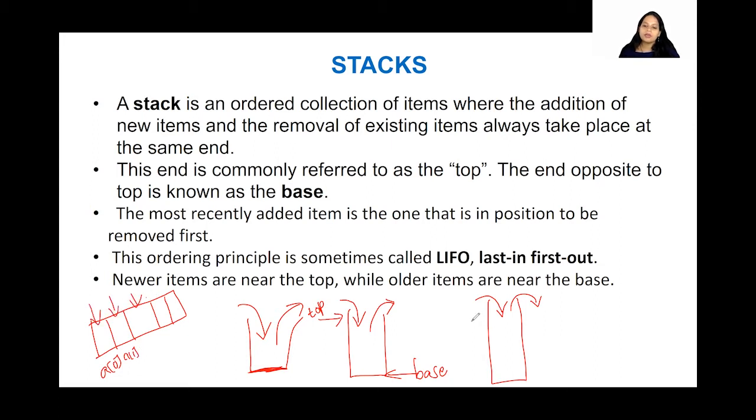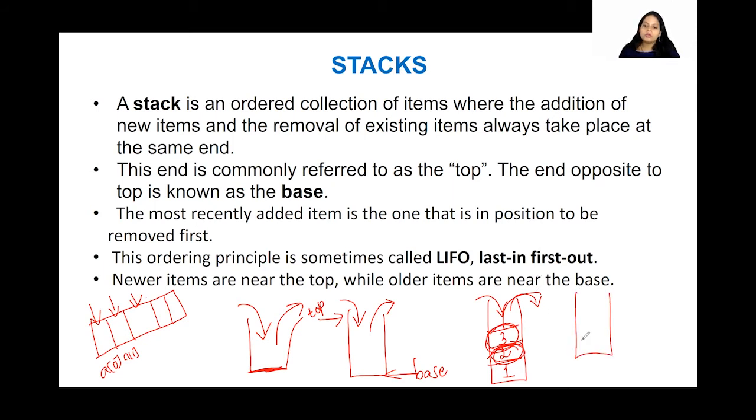Now in this stack, what is happening is first I will add 1 here. Okay. Now on top of that, if I have to add 2, I will add 2 here. Then I will add 3. Now suppose I want to remove this. If I want to remove 2 from here, then first I have to remove 3. Only then I can remove 2. Okay, so that is what they are saying: the most recently added item is the one that is in the position to be removed first.